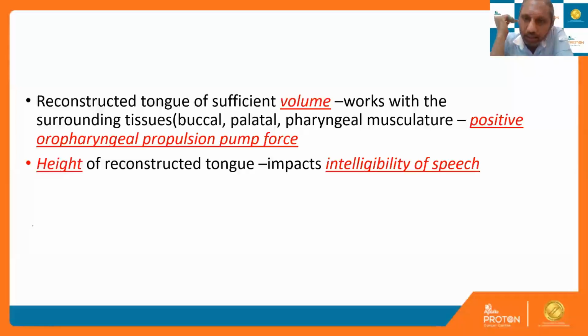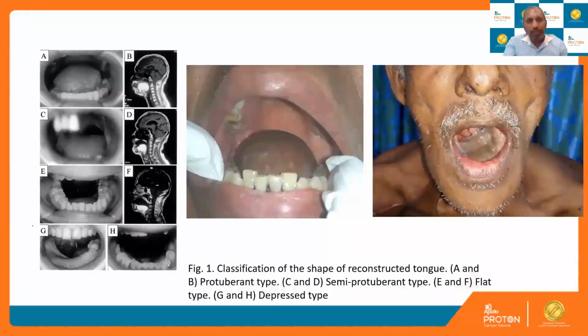Next, the height of the tongue is important when it comes to intelligibility of speech, when the reconstructed tongue touches the palate. So two things are important. One, volume, which is important for swallowing. Height is important for speech. We can see here there is a classification of reconstructed tongue depending upon the height.